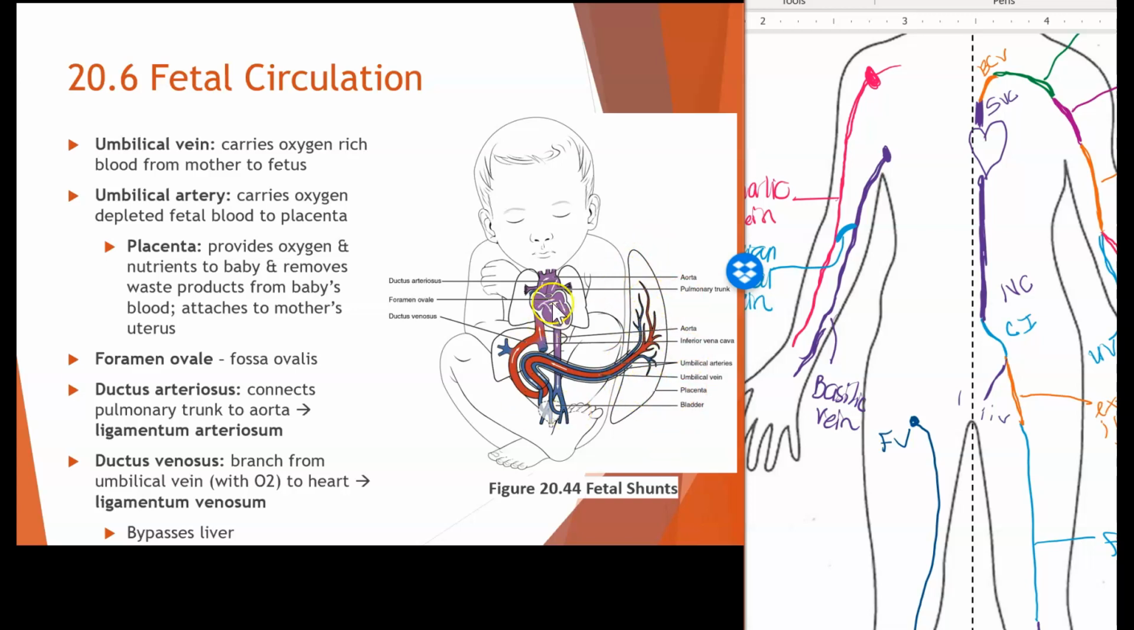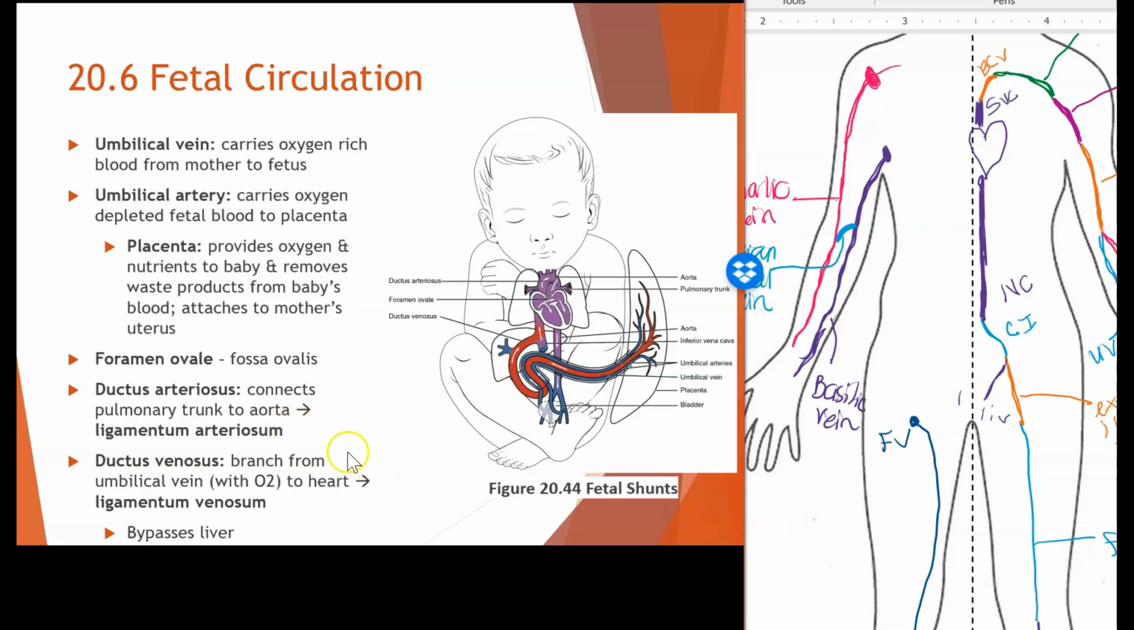All right, so now when we focus on the heart, we've talked about some of these structures already, but I wanted to remind you that in the fetus, we have a foramen ovale between the right and left atrium, and once we're born, it turns into a fossa ovalis. We also have a structure known as the ductus arteriosus, and that is going to connect the pulmonary trunk to the aorta to bypass the lungs. And when we're born, that then turns into a ligament known as ligamentum arteriosum.